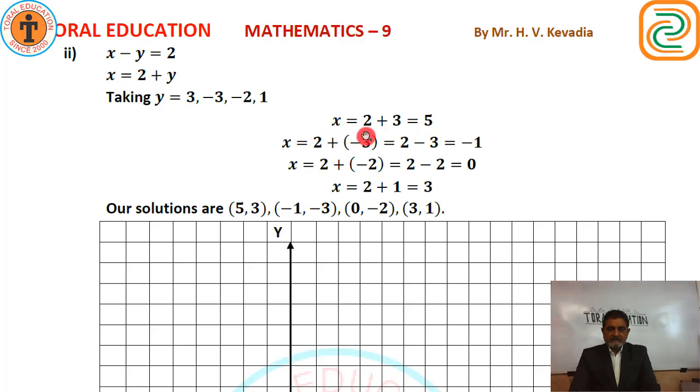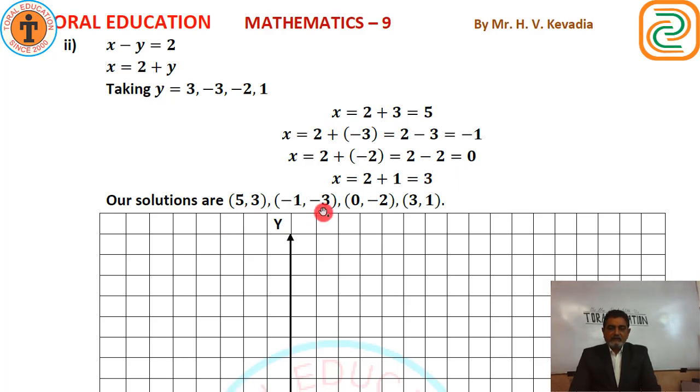Here x equals 2 plus y. With y equals 3, 2 plus 3 is 5, so x equals 5. With y equals minus 3, 2 plus minus 3 is 2 minus 3, that is minus 1. With y equals minus 2, 2 minus 2 is 0, so here x is 0. With y equals 1, x equals 2 plus 1, that is 3. These were the answers for y, the ordinates, and these 5, minus 1, 0 and 3 we have got are the abscissa.